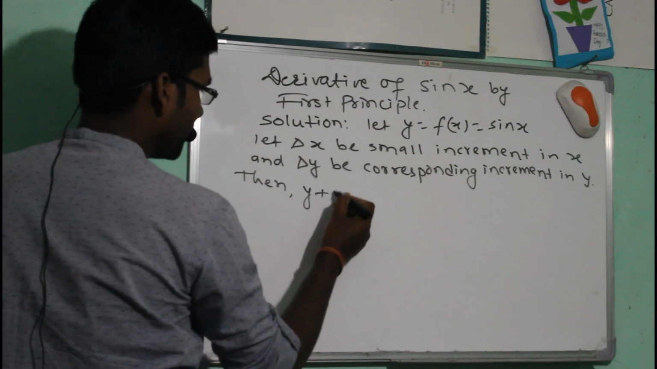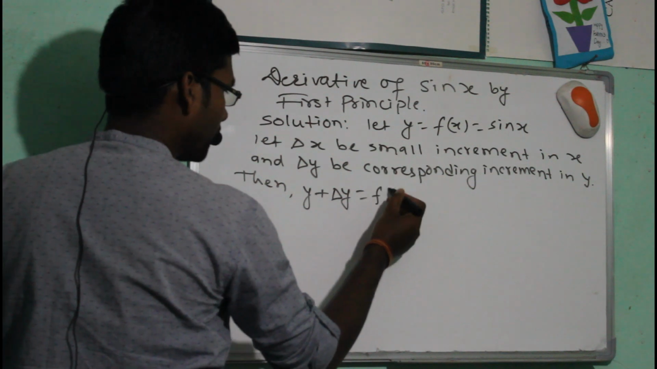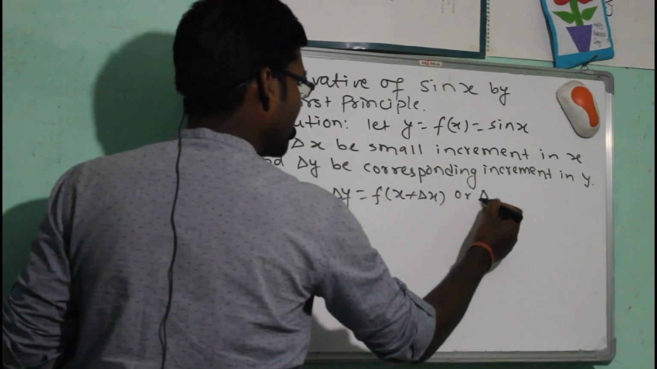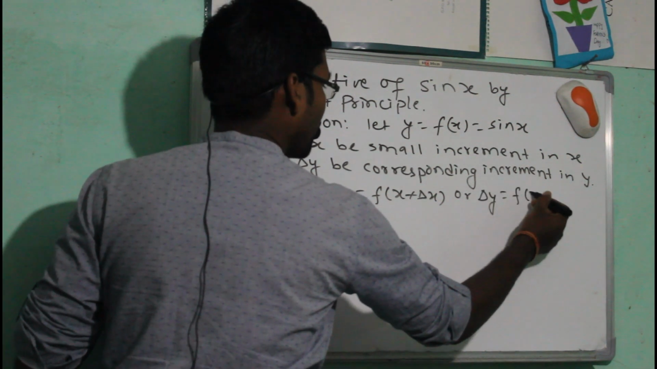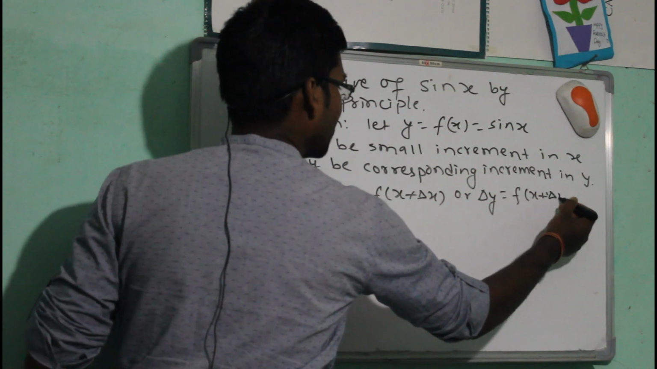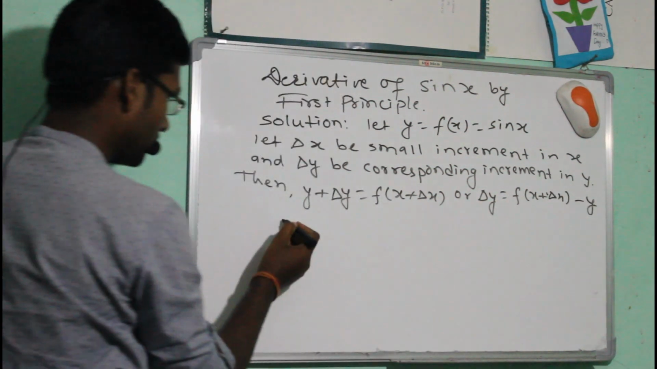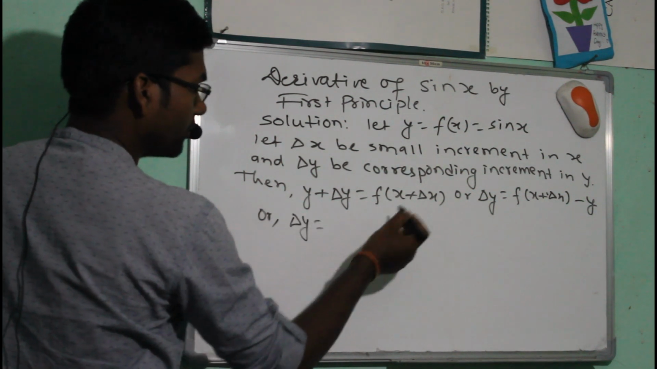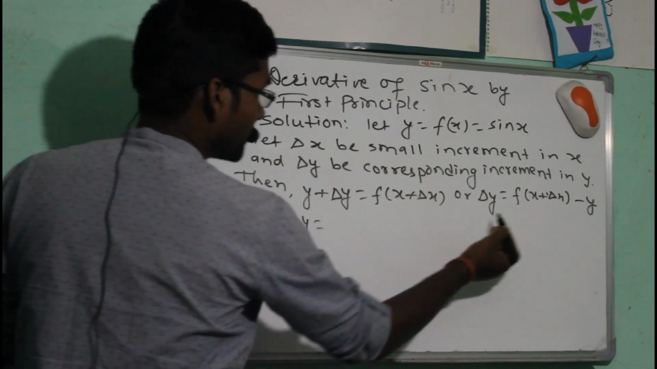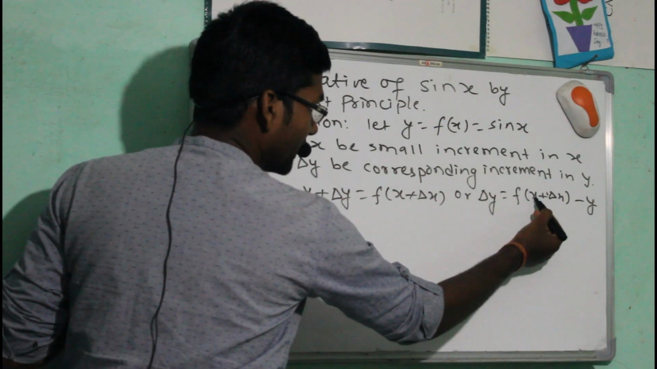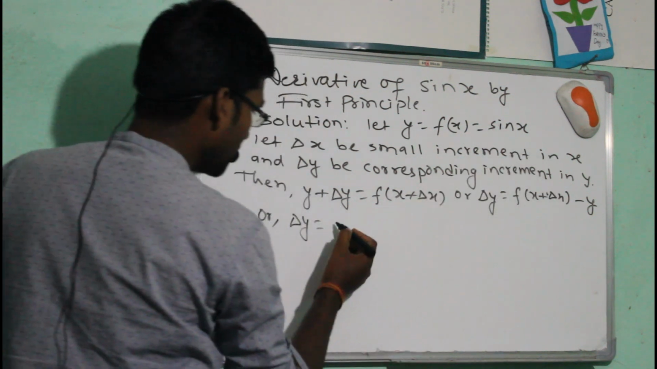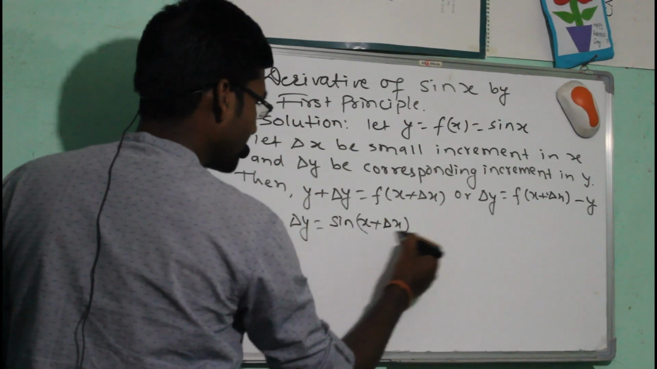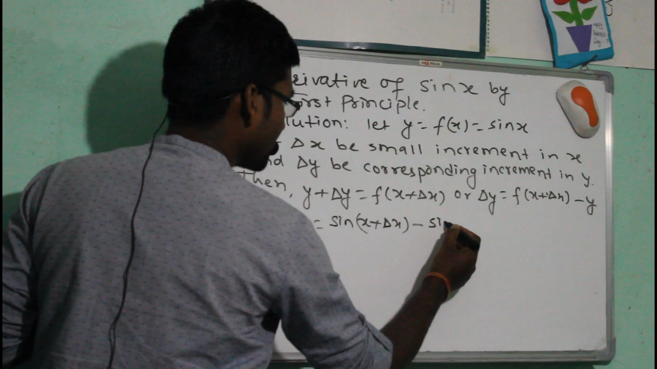we can write here y plus delta y equals f of x plus delta x, or we can write delta y equals f of x plus delta x minus y, or we can write delta y equals f of x plus delta x. Means simply we'll replace x by x plus delta x in the given function. Okay, so it will be simply sin(x plus delta x) minus y, where y is sin x.